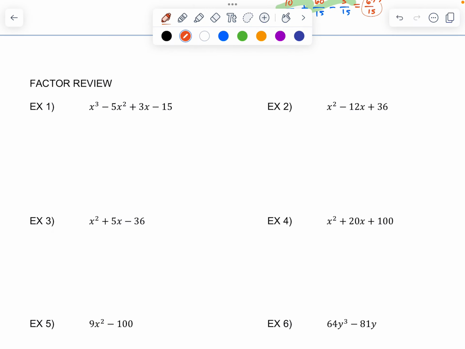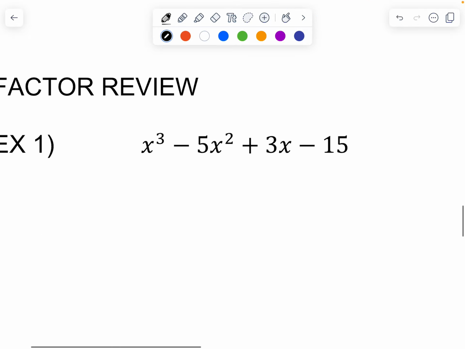Okay, so what we're going to do in this example is talk about factoring. We did a whole chapter on factoring early in the year. The chapter that we're about to start, which is called rational functions or rational expressions, has a lot of factoring in it. So let's review some basics. In this situation, you have 4 terms. We're going to do factor by grouping.